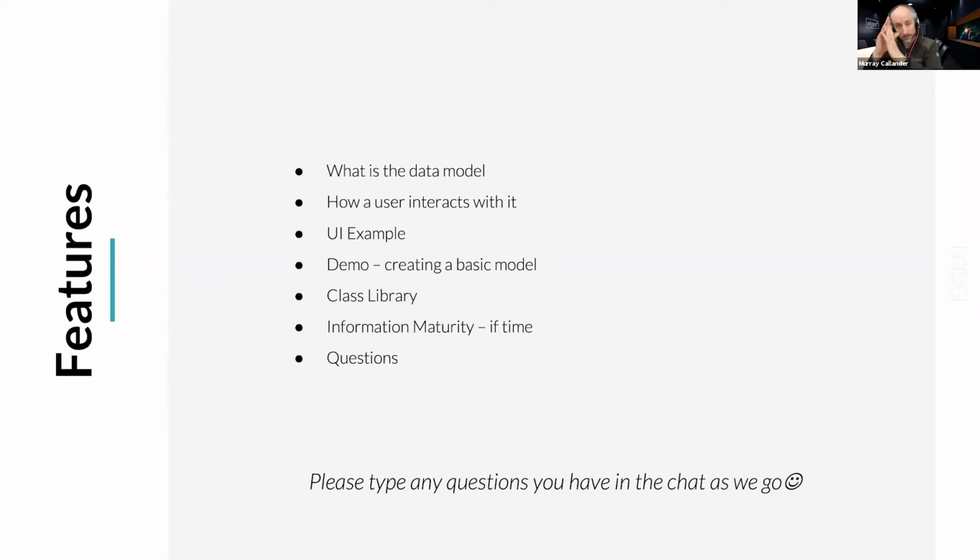I'm going to talk about something called the class library, which is a really important feature of making data models. And our data model, the Eigen Ingenuity data model, allows you to either use a class library or not. If we have time, I'll talk about information maturity and how you can go step by step to create a model on very immature information and then refine it over time. And lastly, we'll have questions.